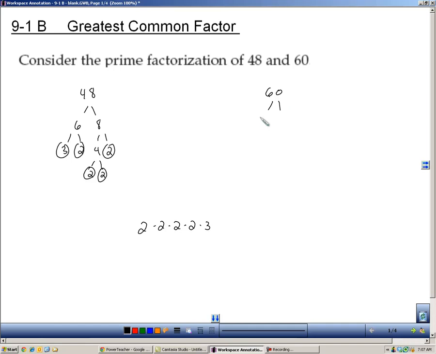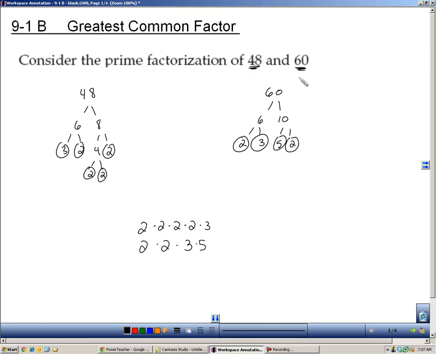And now I want to do the prime factorization of 60. And that's going to give us 2 times 2 times 3 times 5. Now, greatest common factor is the largest number that is a factor of both of these numbers. So the biggest number that goes into 48 and 60.